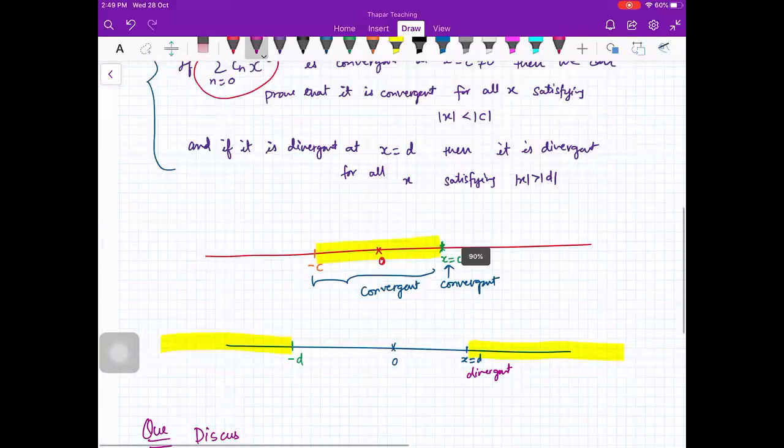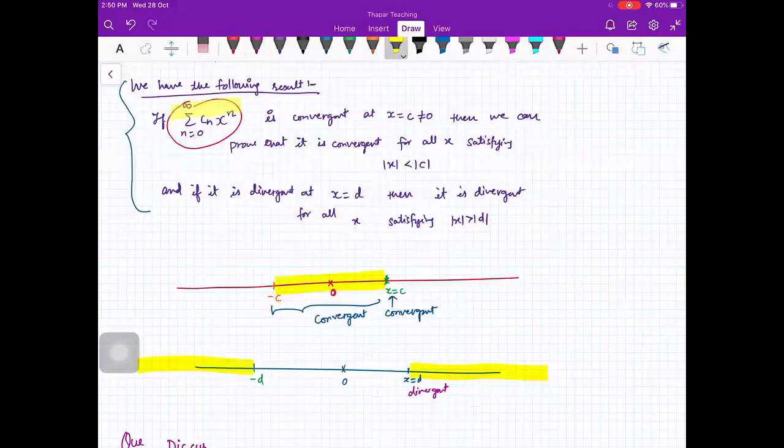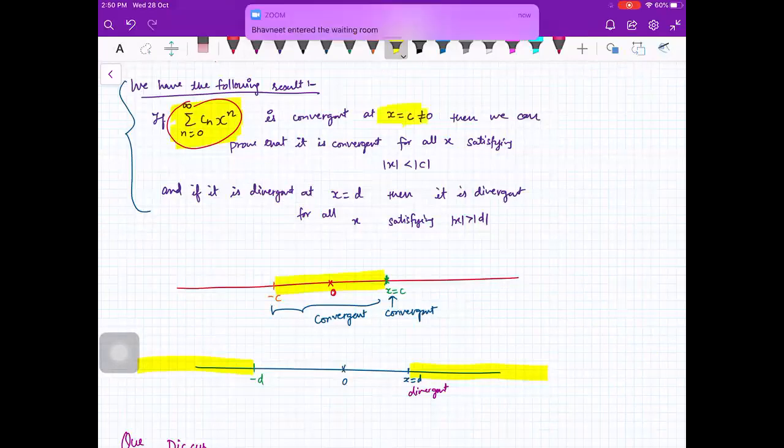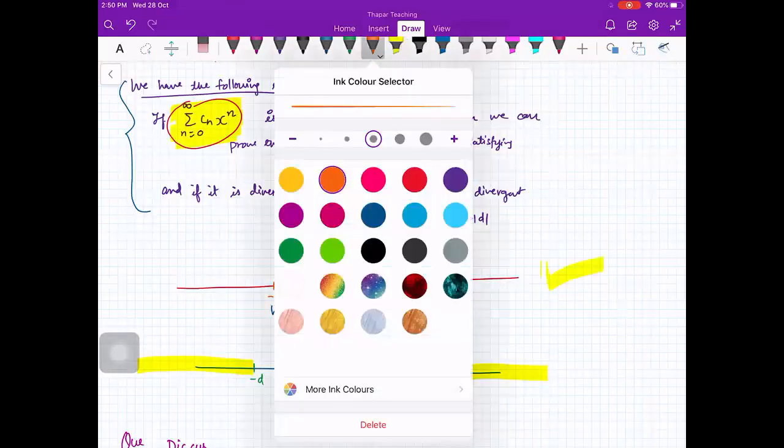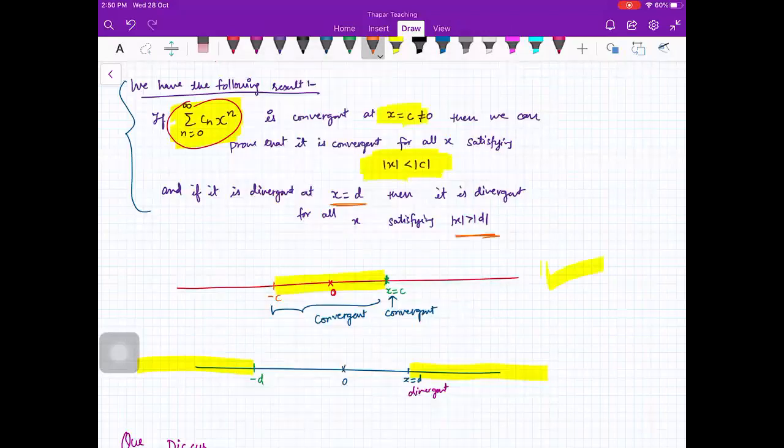We are saying here that you have a power series about center 0, and suppose you find that at x is equal to c, this is convergent. Then the result says for all the values of x satisfying mod x less than mod c, the series will be convergent. Here is the picture of that thing. And if it is divergent at x is equal to d, then for all the values of x satisfying mod x greater than mod d, the series is divergent. Here is the picture.